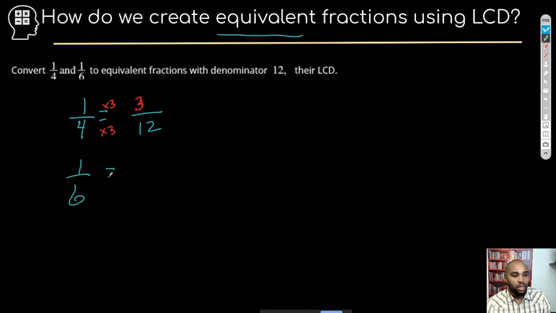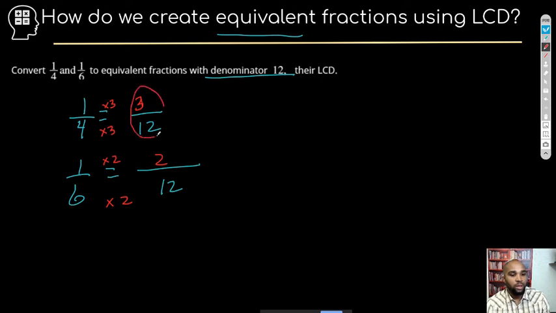And we still want this one to have a denominator of 12 as well. In order to get that one, what do we need to multiply by? Hopefully you're saying 2 there. 1 times 2 is 2. So now I can see my equivalent fractions. 1/4 is equivalent to 3/12. 1/6 is the same thing as 2/12.